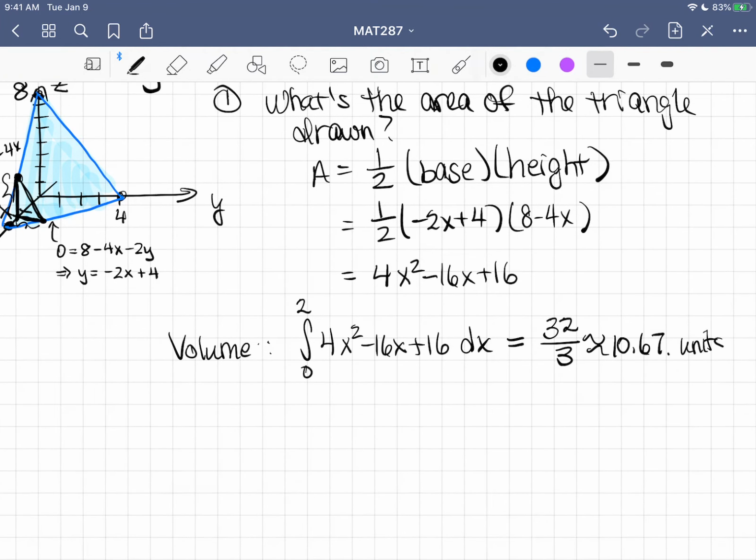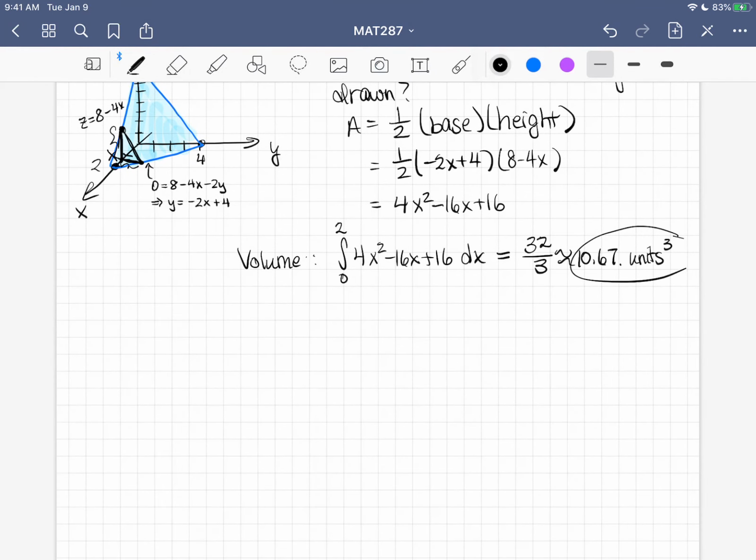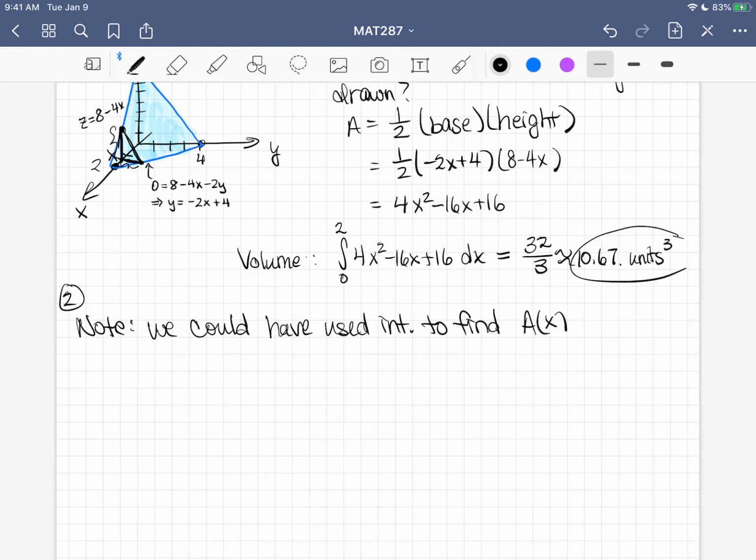Let's say units cubed. Okay, so that's our first approach. Our second approach is to use integration to find that area of the triangle. So note, let's call this 2. We could have used integration to find A of x. Let's call this A of x.